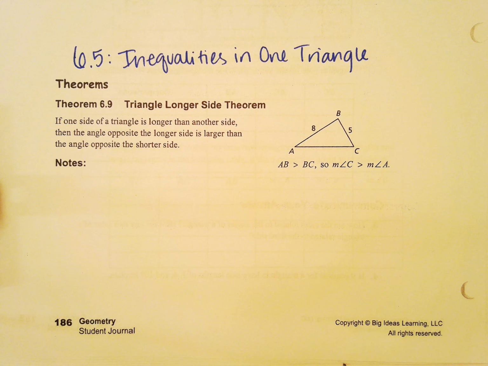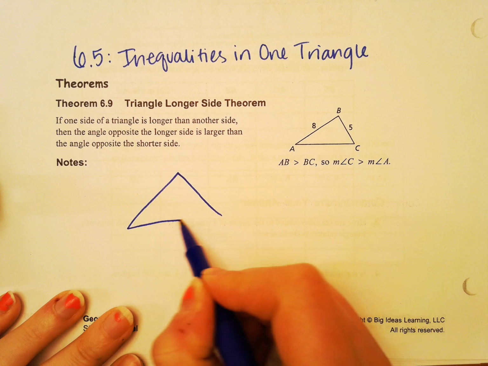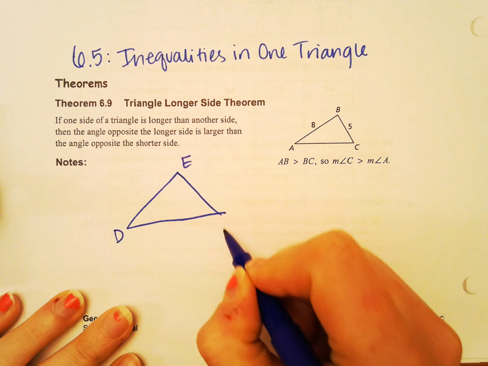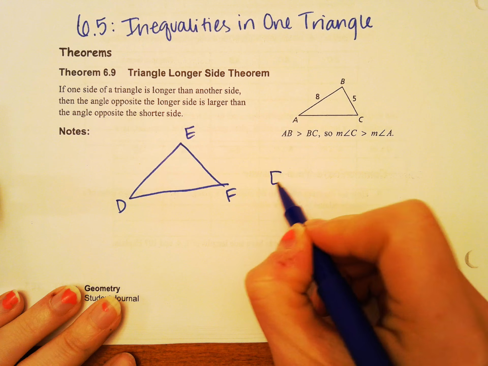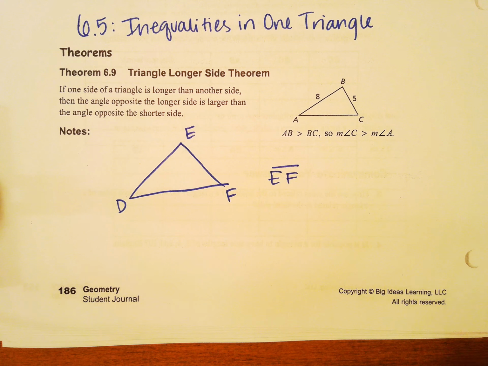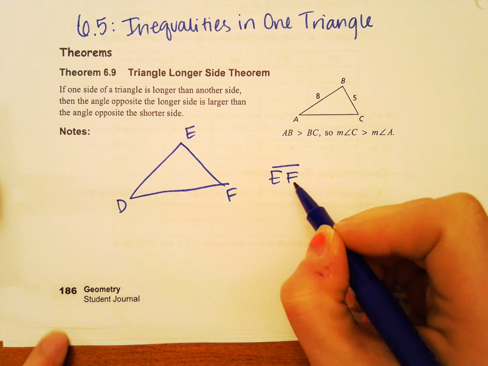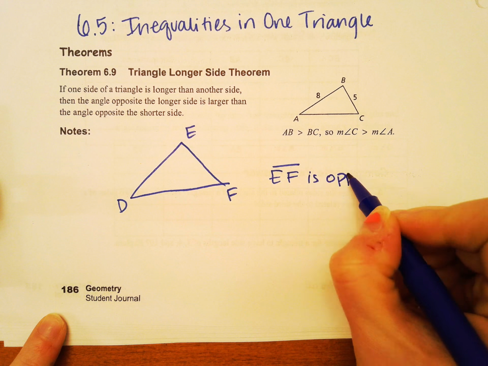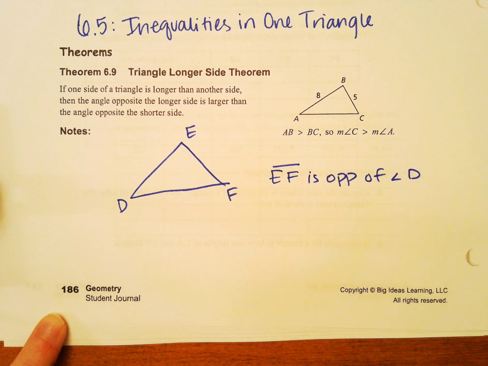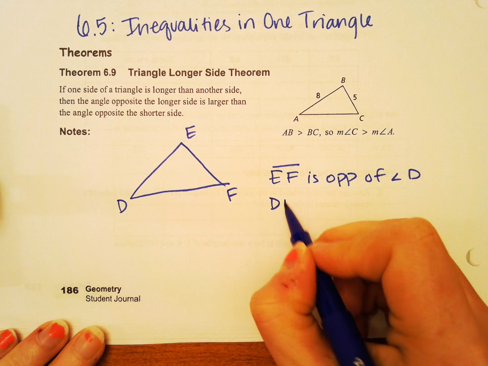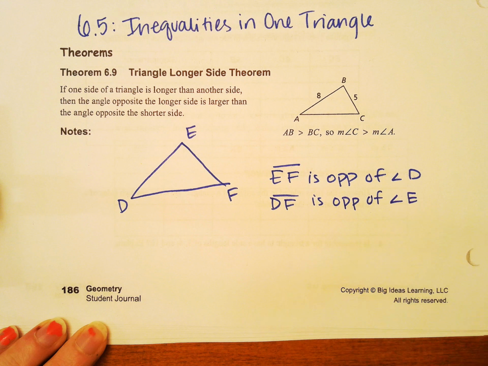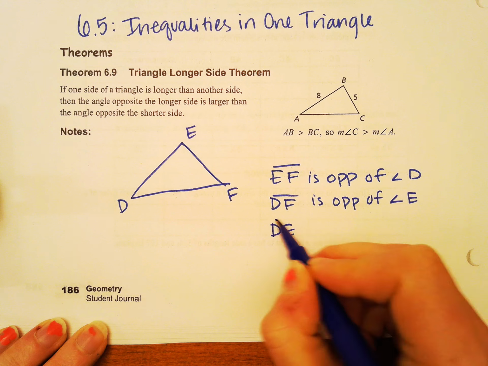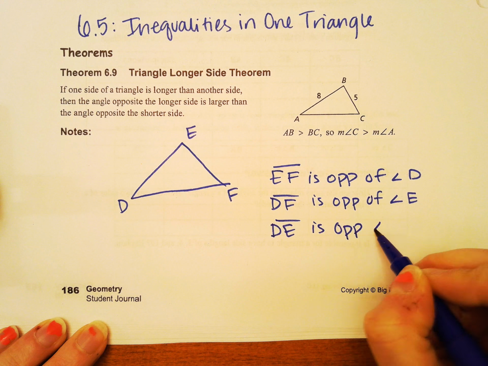So in a triangle, just for example, I'm going to call this triangle DEF. If I were going to talk about this side length, EF, the angle that's opposite of EF is angle D. So EF is opposite of angle D, or angle D is opposite of side length EF. DF is going to be opposite of angle E, and DE is opposite of angle F.